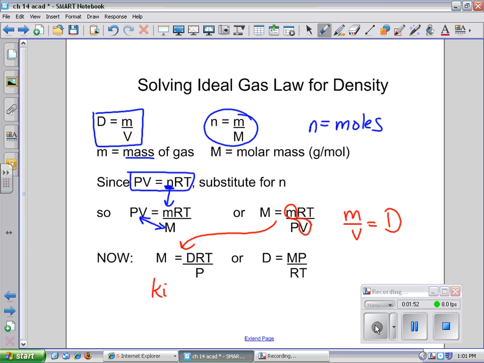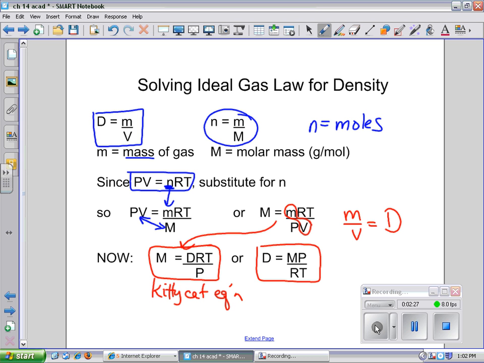Sometimes we call this the kitty cat equation because M equals dRT over P. Get that? dRT over P. Yes, I'm sure you got that. And we can rearrange this equation and solve it for density. If we want to find out what density is, we'll just take M times P divided by RT. So either one of these equations turns out to be very useful. Molar mass equals dRT over P, or density equals molar mass times P over RT.